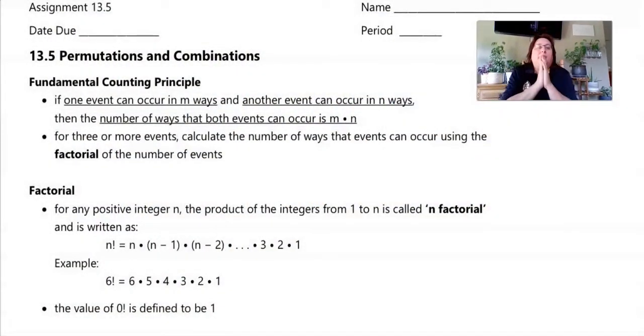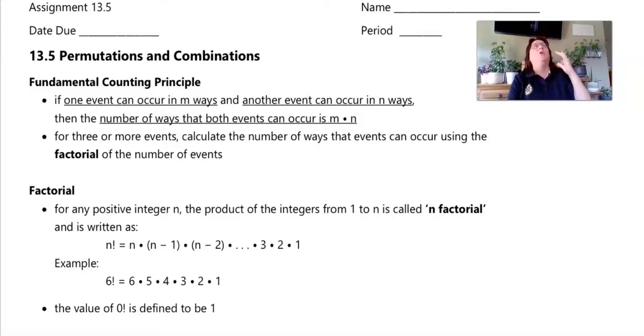Now, before we can talk about permutations and combinations, guys, we've got to talk about the fundamental counting principle. Some of you have already realized this and been doing it without even knowing it, okay? It says if one event can occur in m number of ways and another event can occur in n number of ways, then the total number of ways that both events can occur is m times n.